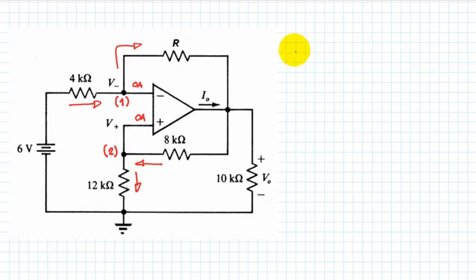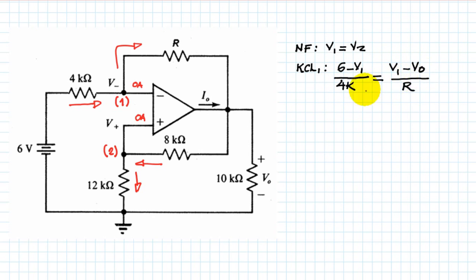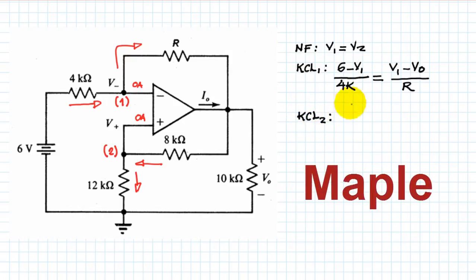NF for negative feedback, KCL for node number 1, and KCL for node number 2. Observe that I label every equation in the system. Why? Because we will need those names when I solve the system of equations using Maple, the symbolic mathematical solver that is available to everybody in our department.